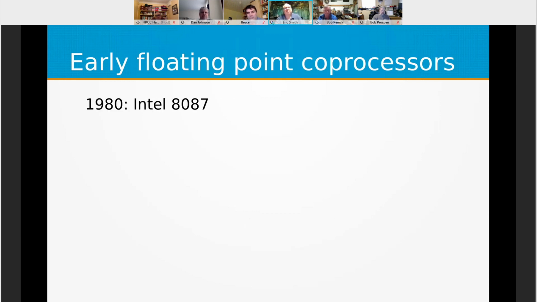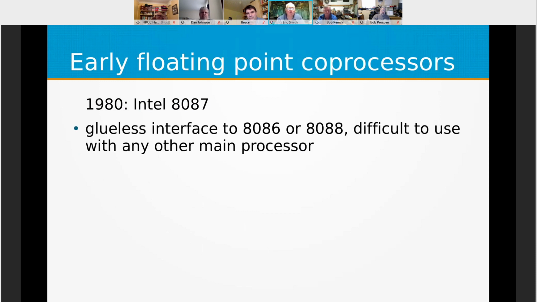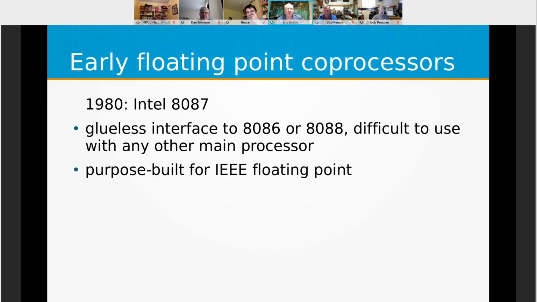So we get to 1980, the Intel 8087 mentioned previously. Completely glueless interface to the 8086 or 8088. No added circuitry of any kind was necessary. Basically all the signals on the 8087 socket were just wired to the corresponding signals on the 8086 or 8088 socket. So very easy to use with those Intel main processors. On the other hand, compared to the previous chips, this one was difficult to use with any other main processor because it was only intended for use with the 8087. It's purpose-built for IEEE floating point.